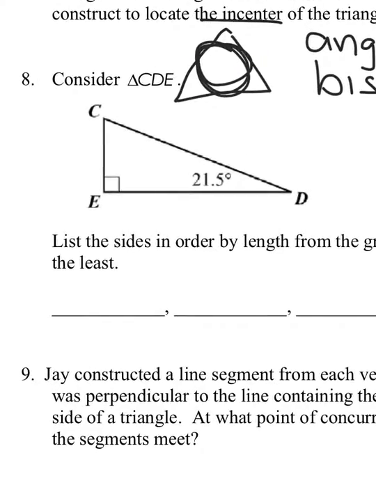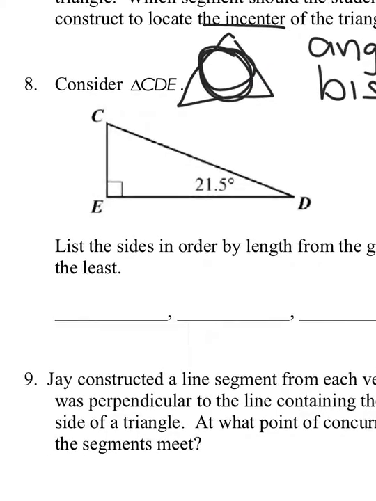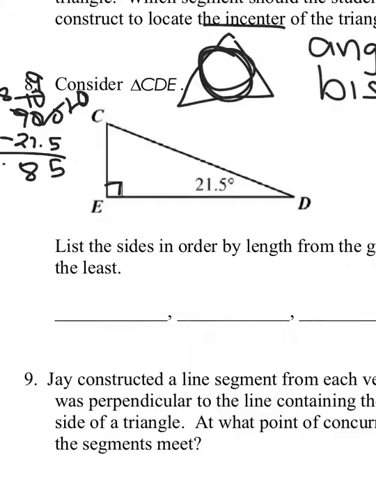Number 8, consider triangle CDE. List the side orders by length from greatest to least. Not that you have to know the length, it's just how do the angles help you with that order. So first of all, we need to find angle C, which you can add 90 and 21.5 and subtract from 180. Or a little bit simpler version is, since this is already 90 degrees, if you just do 90 minus 21.5, you can do that. So let's see, that's going to be 8, 10, that's going to be 9, 10, 5, 8.